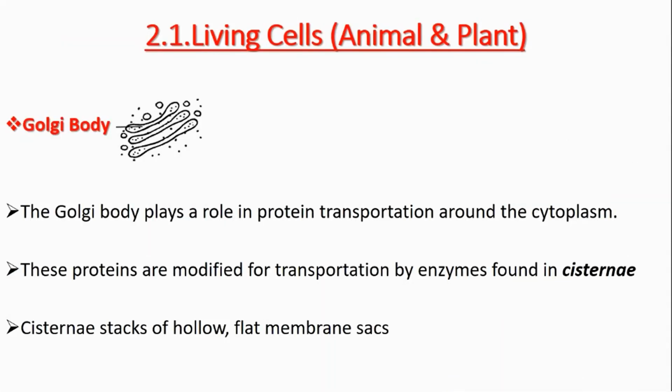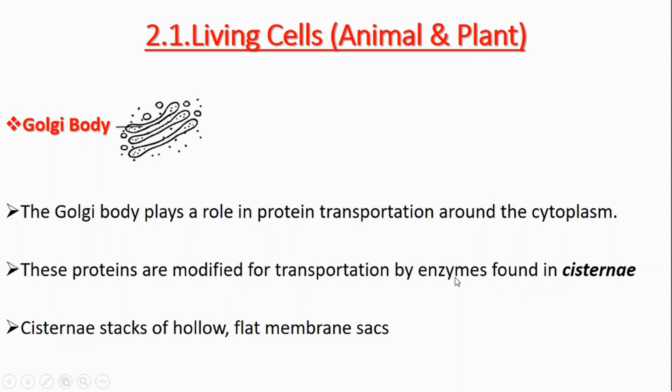Moving over to the Golgi bodies. The Golgi body plays a role in transportation like the ERs, but they only transport proteins. Now these proteins are transported around the cytoplasm because they are needed everywhere, so the Golgi body will be transporting them. These proteins are first modified for transportation by enzymes found in cisternae.